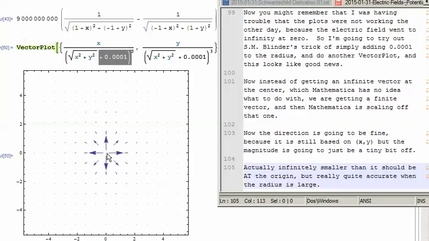Actually, the magnitude would be infinitely smaller than it should be at the origin, although it doesn't really, it shows a little dot there, but I think the dot actually should be a really big vector. Just somehow in the algorithm they decided not to draw that vector. But it really is quite accurate as you get further and further out. I wonder if there's a way to scale the vectors.